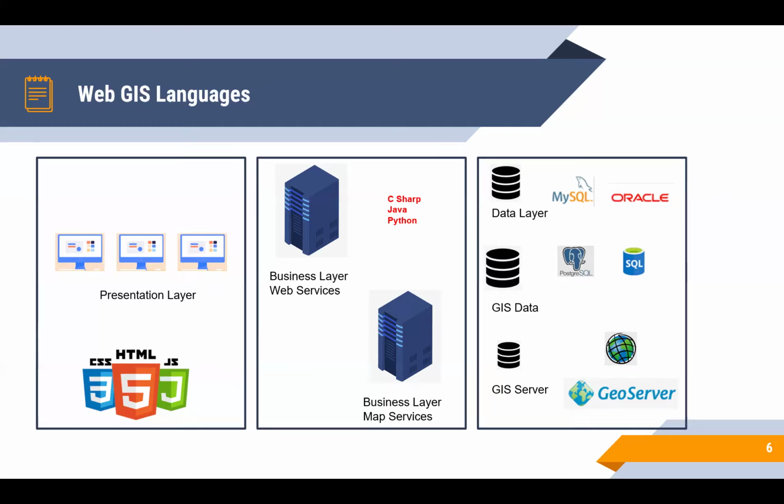Apart from Node.js, it is not that you can develop the middleware only with Node.js. You can develop the business layer using Python, Java, or C sharp. That is up to you. But in our course, we are going to learn Node.js to develop the business layer. After that, the data layer. In the data layer, there are two main important things. One is the database, and in our course, we are going to learn Postgres and PostGIS.